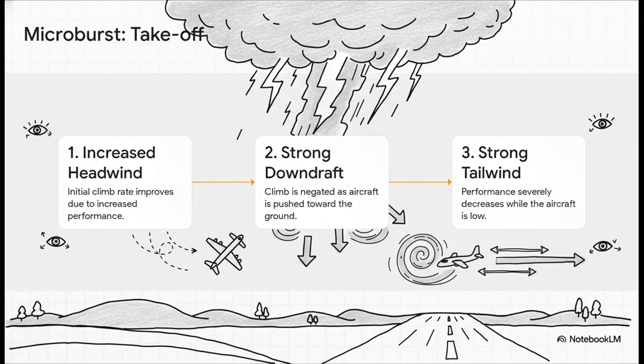And it's the exact same deadly sequence on takeoff. You might get an amazing initial climb rate, feeling like a rocket, only to hit that crushing downdraft, followed immediately by that performance-robbing tailwind. And all of this happens while you're low to the ground with almost no room to recover. That's why scanning for clues of a microburst before you even start rolling is so critical.